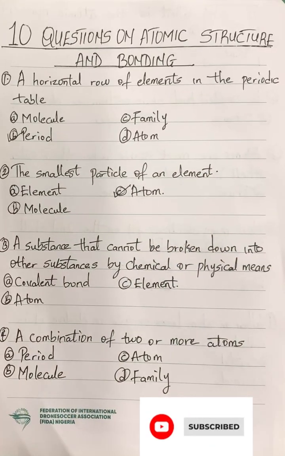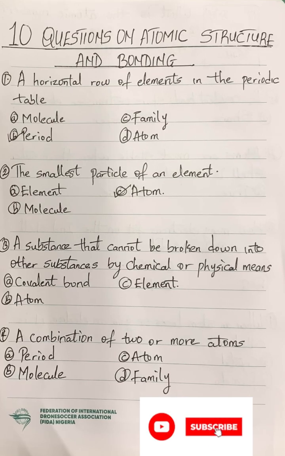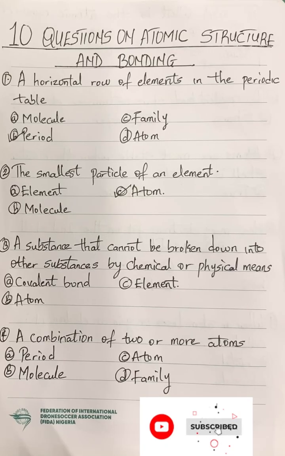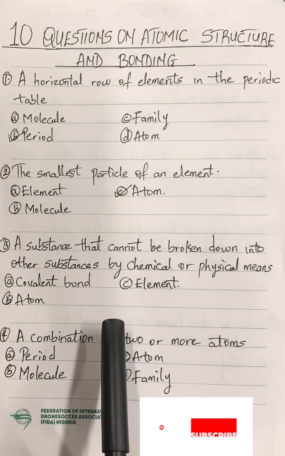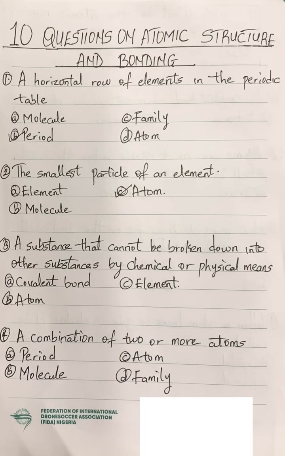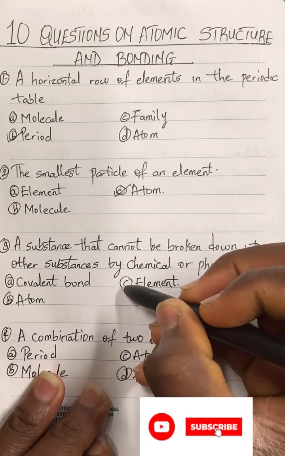3. A substance that cannot be broken down into other substances by chemical or physical means is what? A. Covalent bond, B. Atom, C. Element. Atom is actually the smallest particle. Why? C. Element is the substance that cannot be broken down into other substances by chemical or physical means. Element.